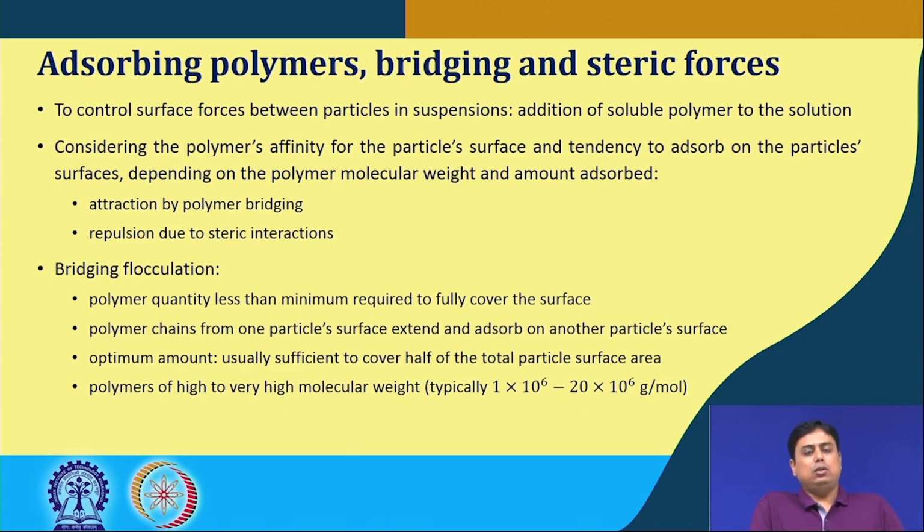The optimal amount typically needed for such attraction to happen is usually sufficient to cover half of the total particle surface area. That amount is what we typically call the optimum amount required to have such attraction or interparticle forces. The best polymers that exhibit this kind of good attraction are of very high molecular weight, typically in the range of 10 to the power 6 gram per mole.